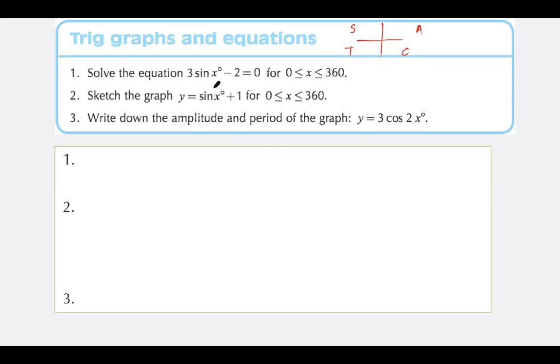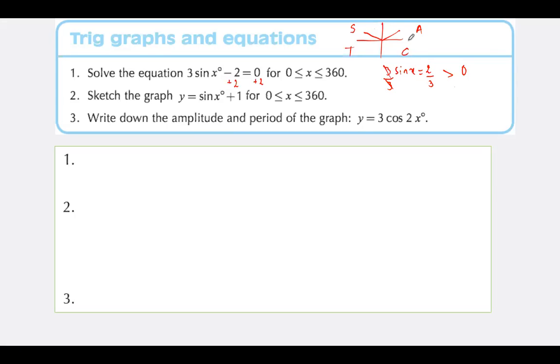Before looking at this, you need to solve this. I've got take away 2. What's the opposite of taking away? Add, on either side. So I've got now 3 sine x equals 2. Then to get rid of a times 3, you divide by 3. That becomes a 1. Sine x equals 2/3. Well done, that is positive. So it's going to be where it's all positive, and in that quadrant 2.